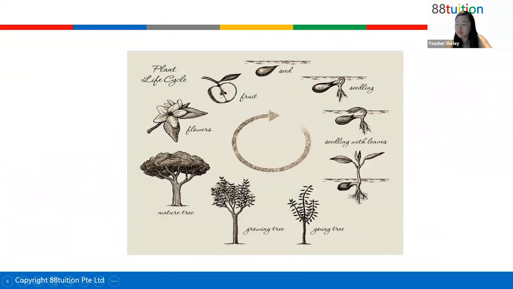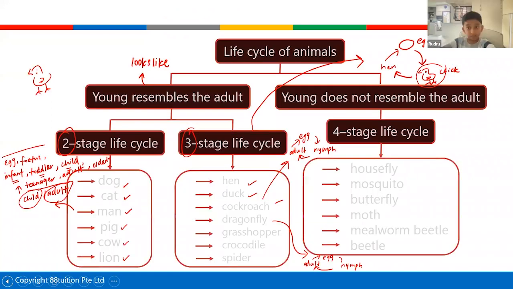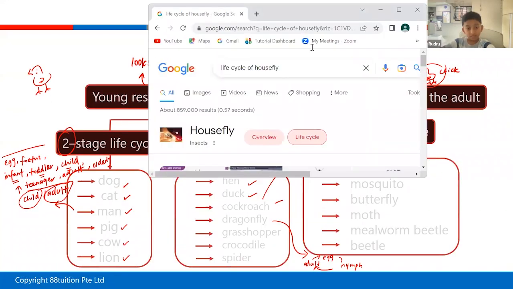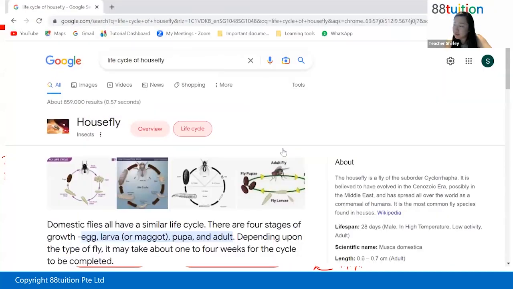Oh, sorry. Apple. We'll talk about apple later. Okay, let's talk about this first.